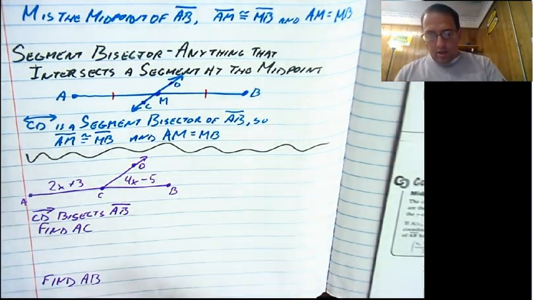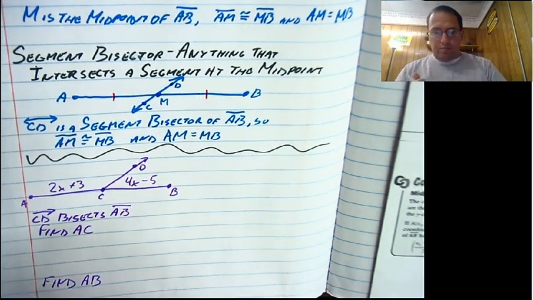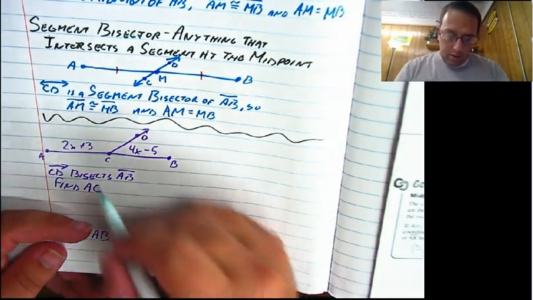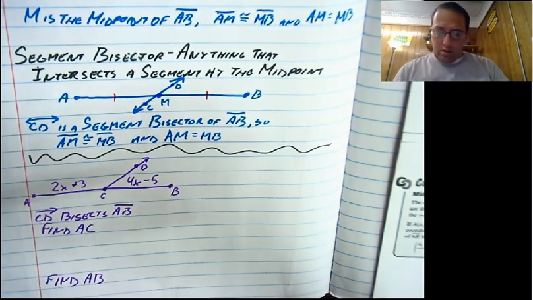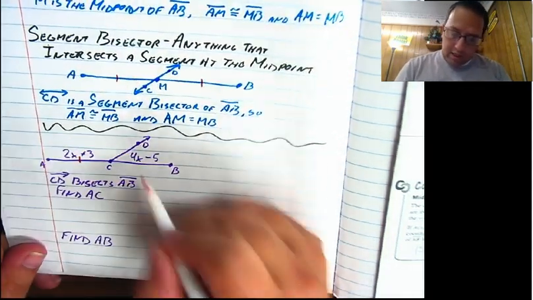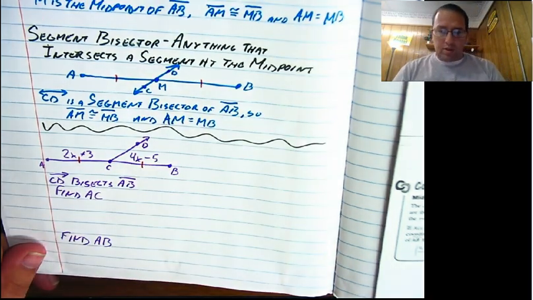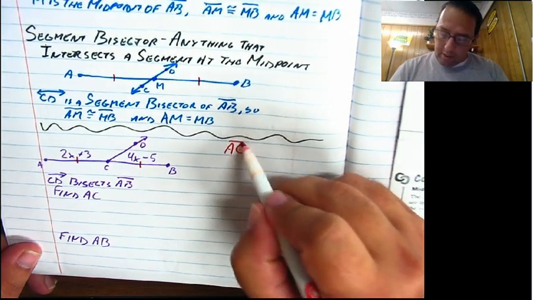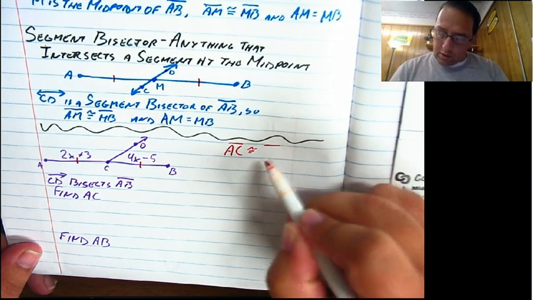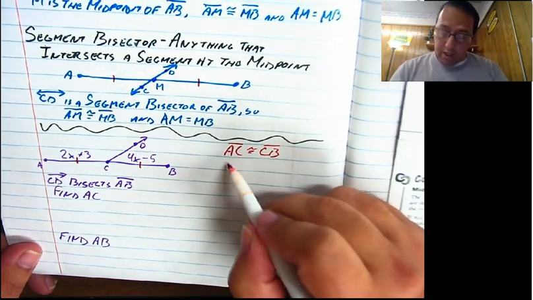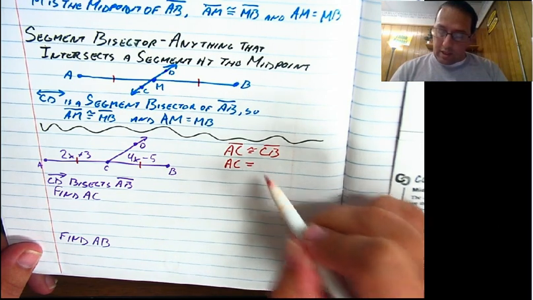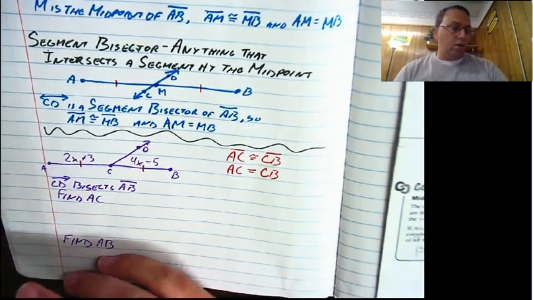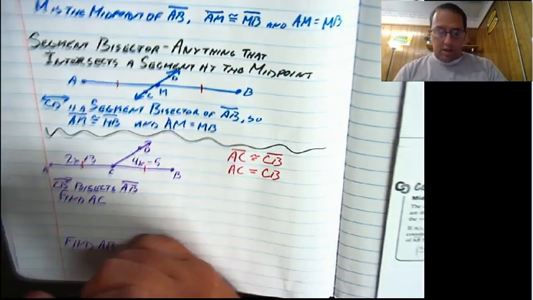We know that CD is a bisector, which means C is the midpoint, and that means, as we saw up here, that AC is congruent to CB. So I'm going to write that down right here: segment AC is congruent to segment CB, which means that the length of AC is equal to the length of CB, right? Because it's congruent. Great, lovely.